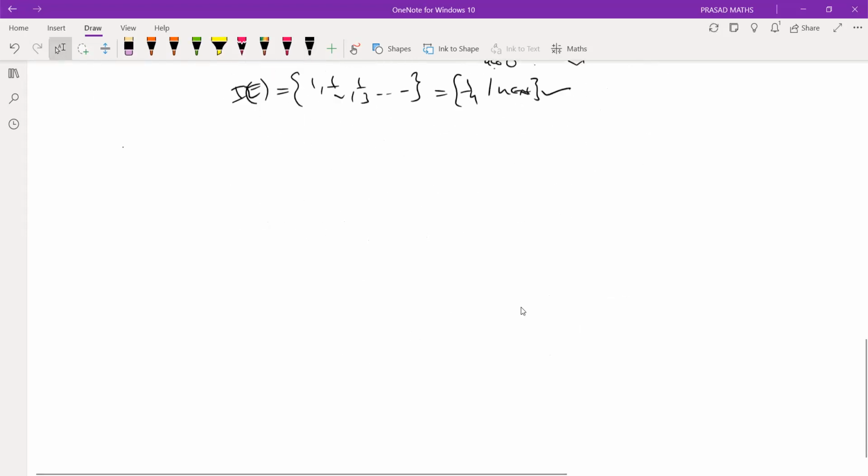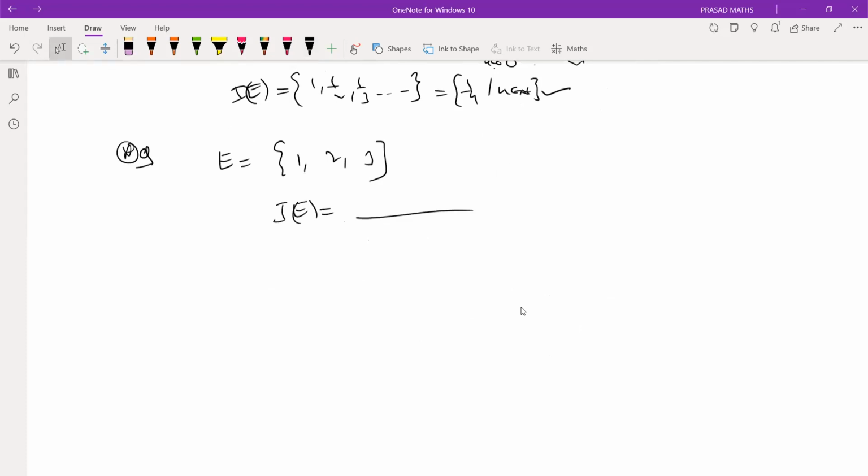Suppose I take the same argument. Suppose I take any finite set like this, 1, 2, 3, with respect to the usual metric. What are isolated points? Anybody? What are isolated points? E itself, good. Because this is an isolated point, we can draw at least one neighborhood which intersects the set only at the point itself. Therefore, 1 cannot be a limit point. Hence, isolated points are 1.